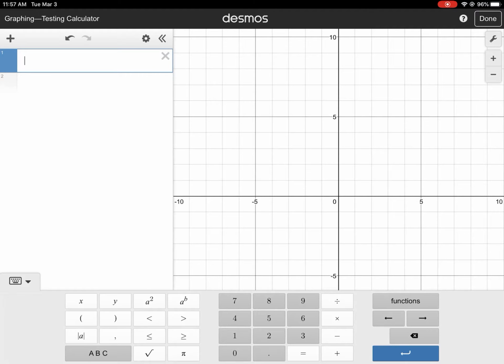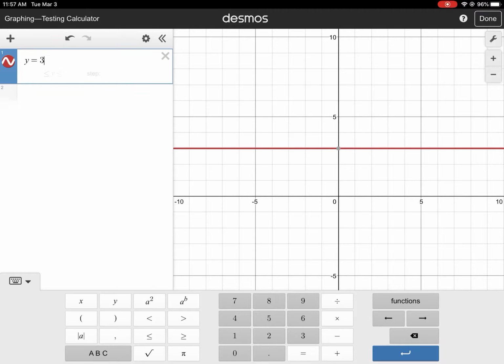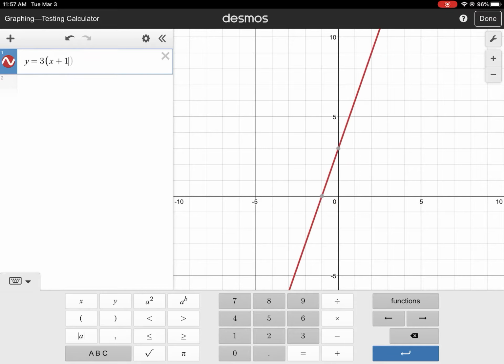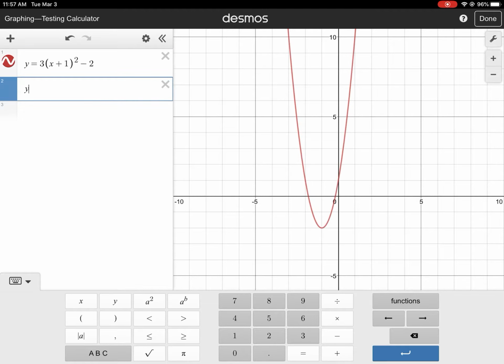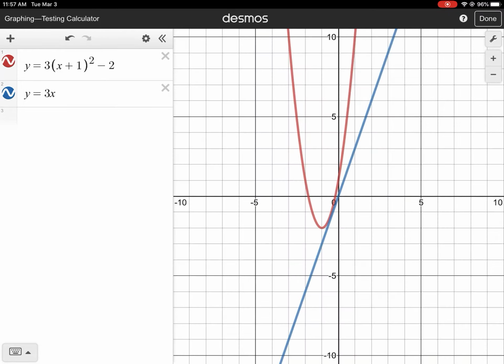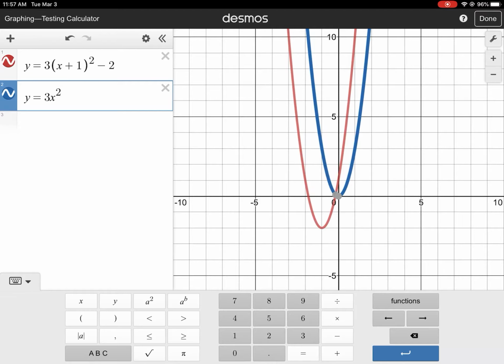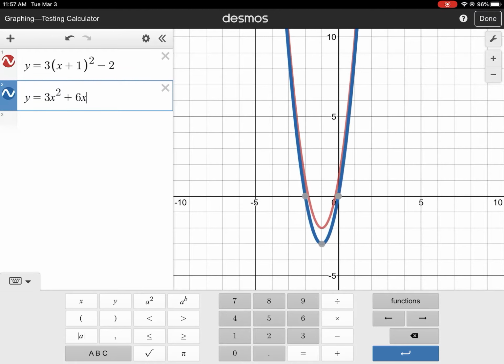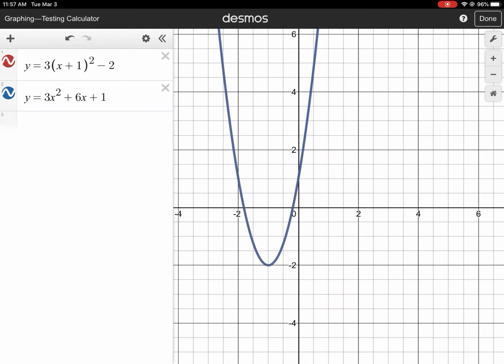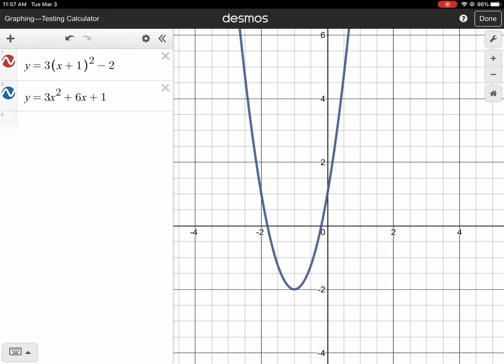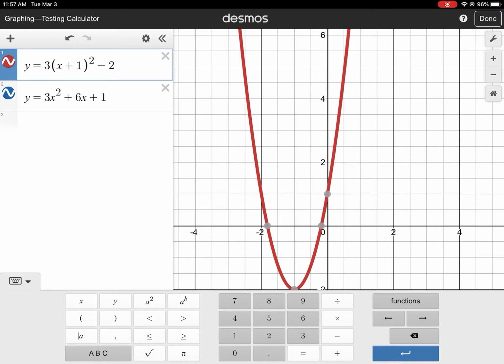Okay, so I have y equals 3, parentheses x plus 1, parentheses squared, minus 2. And then I have y equals, now this is the new one that we converted it to, 3x squared plus 6x plus 1. I'll go ahead and do projector mode so you can see a little bit better. That's exactly what we have, right? That's exactly what we have when we transformed it. We went from the red one to the blue.